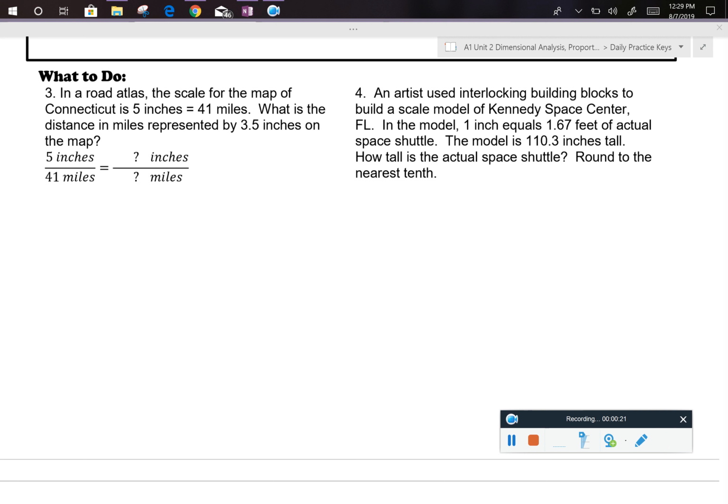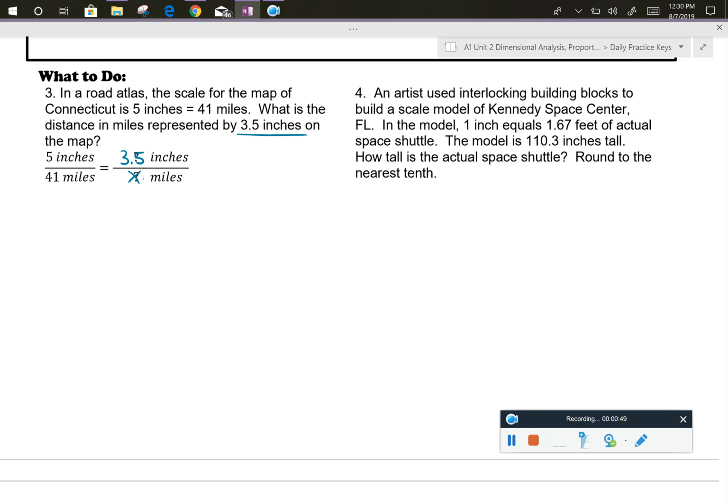The proportion needs to be completed with a ratio on the right side as well. Since inches is in the numerator and miles is in the denominator on the left, we need the same setup on the right. In the problem, we're given 3.5 inches, so that first question mark is replaced by a 3.5. The unknown is the number of miles, so that is replaced with an x. At this point, the problem is ready for cross multiplication.